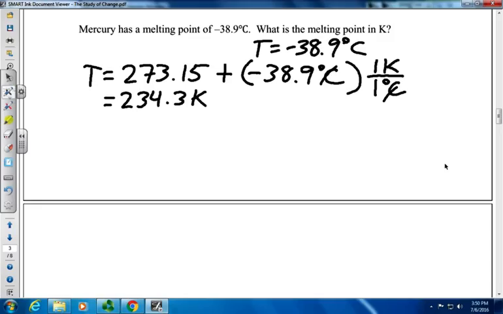And that's all there is to it, to temperature conversions. If you wanted to convert from Kelvin to Celsius, it's just the opposite. You would do the temperature in Kelvin minus 273.15.